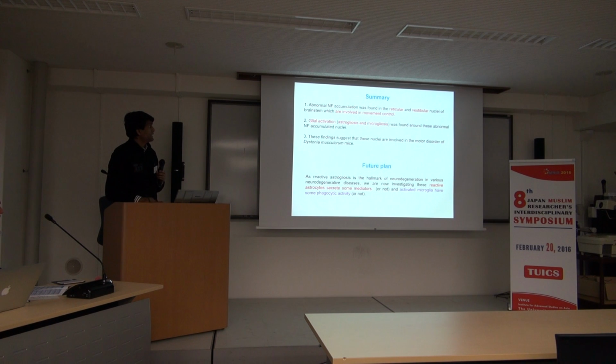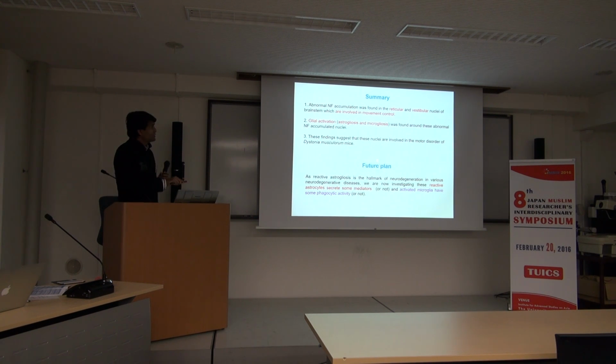So the summary is that abnormal neurofilament was found in the reticular nucleus and vestibular nucleus, and I want to mention, which is very important, that those two nuclei are involved in movement control. So it should have some effect. And glial activation, astrogliosis and microgliosis, was found in those two neurofilament-accumulated regions. So it ultimately means that those two regions are the main background cause of this type of phenotype in the DST homozygote mouse.